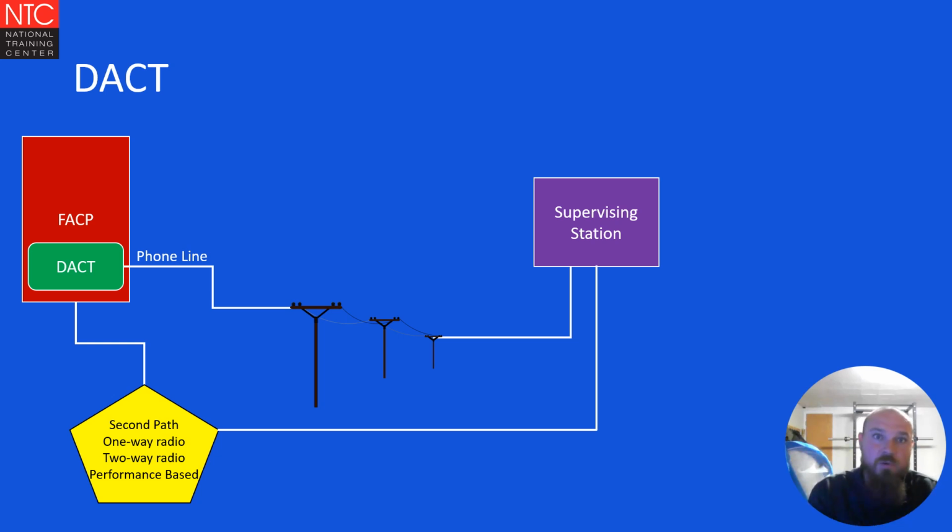So the DACT will be utilizing the telephone lines to send its signal. Upon activation, there's something called line seizure, where the DACT will seize the line and send its signal to the supervising station. Prior to 2013, you could utilize two phone lines. However, after the 2013 edition of code, your secondary path has to be either one-way radio, two-way radio, or performance-based options.